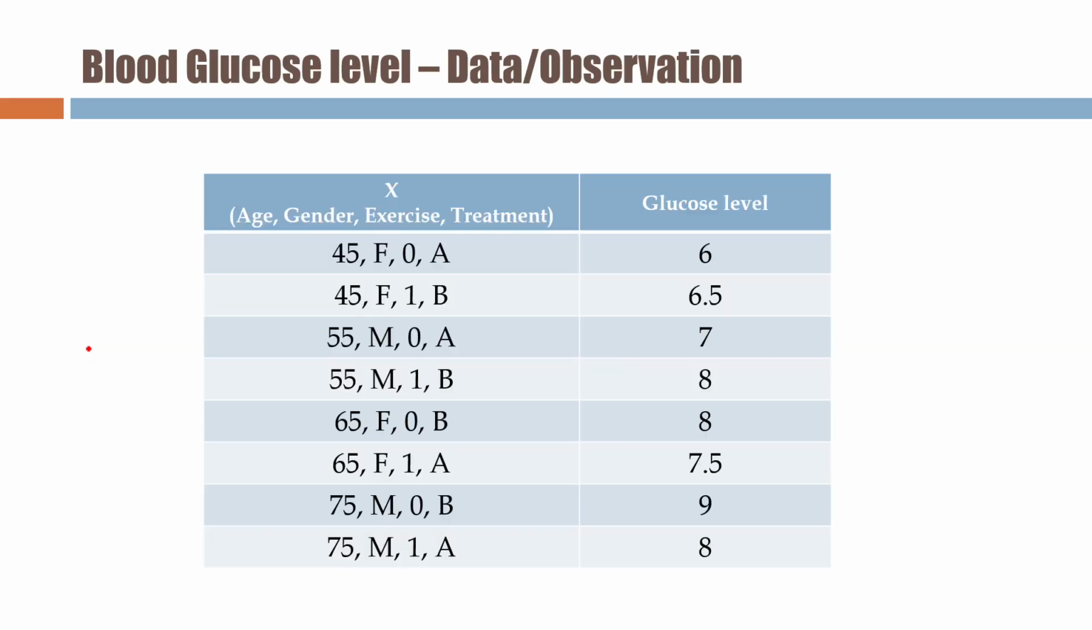So I will show you the actual number example. X is the characteristic of the patient: age, gender. So it's a 45 years old female, and she doesn't do any regular exercise, and then she does the treatment A. I don't know, maybe a different drug. Treatment is A or B. So it's a 45 years old female, and then does the regular exercise, and then we calculated all the glucose level calculation.